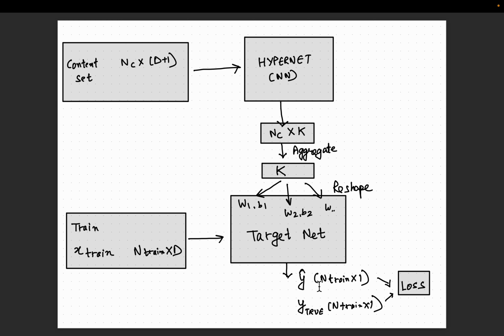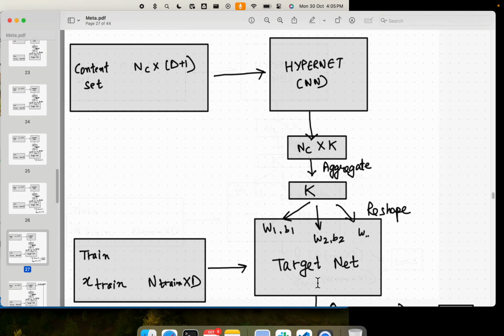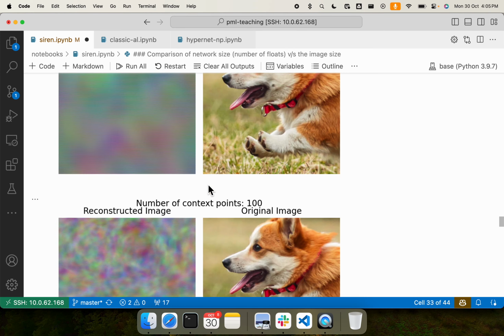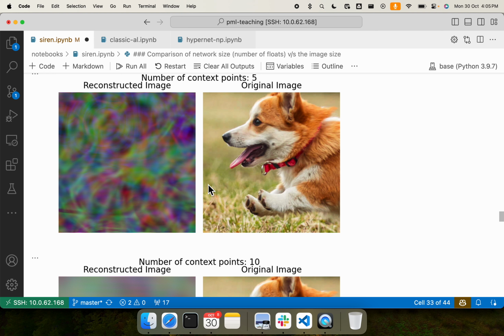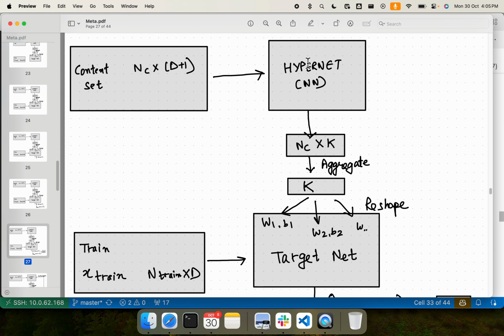Sorry? Target net. What is a target net? The target net is exactly what we have been doing thus far. The current task which we have done till now is a target net, right. What does the target net take in this case? Coordinates, gives out pixels. The target net takes in coordinates, gives us pixels. But in this case we have learned a target net per image, right. But what we are now saying is that, can we have another additional network called the Hypernet, which gives us the weights of the target net, right.